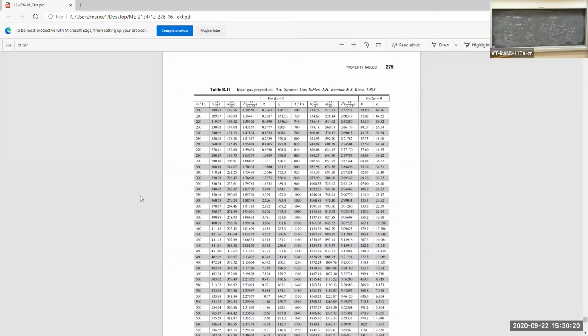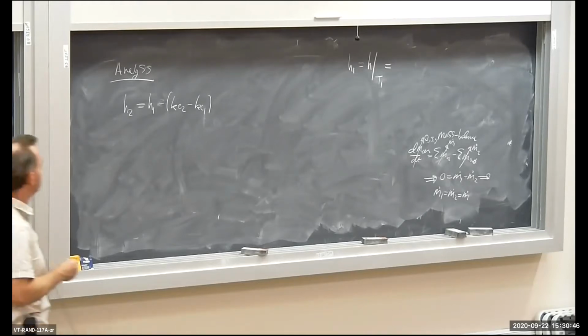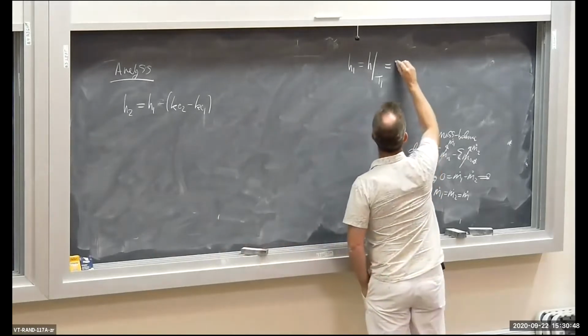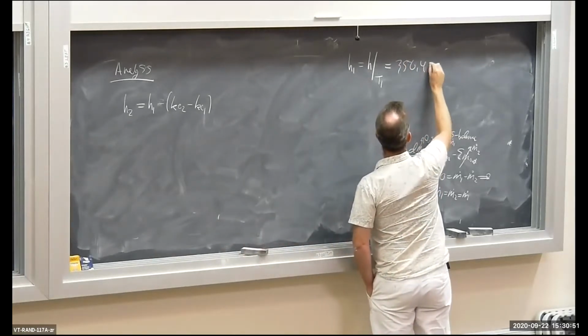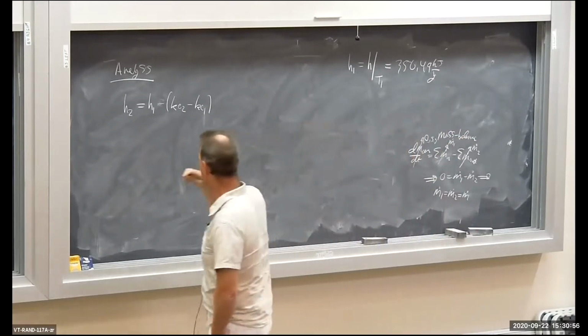Okay, my inlet temperature, T1, is 350 degrees Kelvin. At 350 degrees Kelvin, 350.49 is the specific enthalpy for my air. 350.49, there we go. All right, so we have H1.